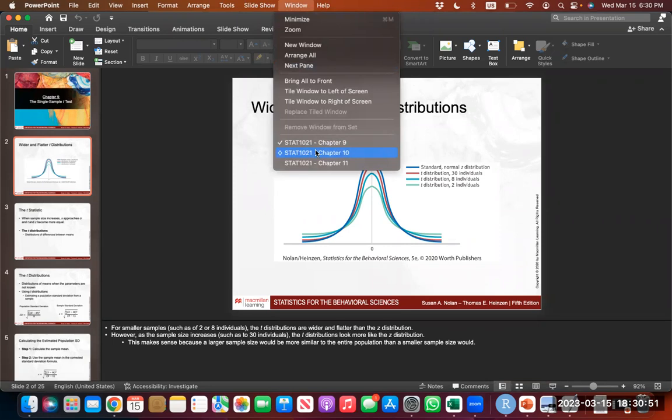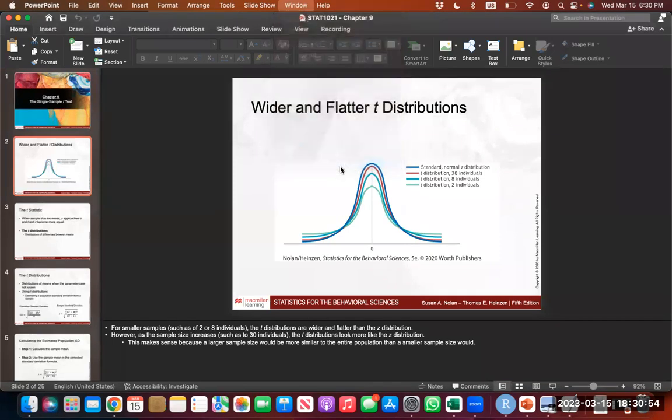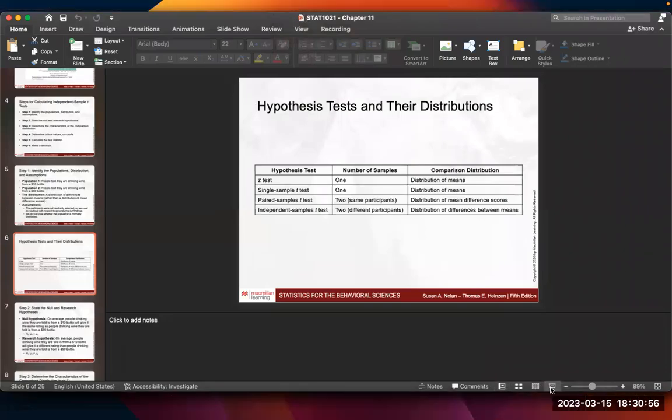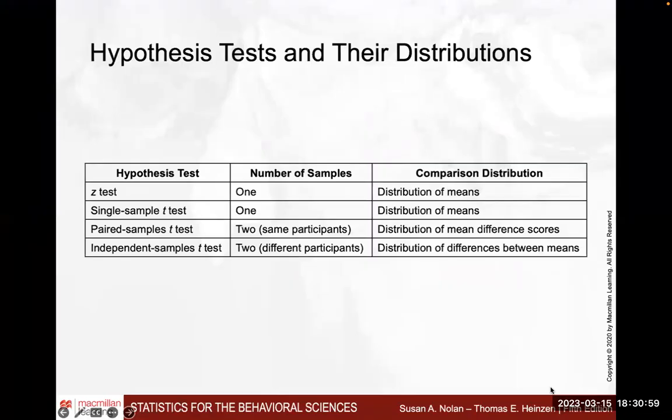Okay, so we have now chapter 11. This table identifies these first two tests. Keep in mind the distinction is where the standard deviation comes from. If it comes from the population, you can utilize a Z test. If it comes from the sample and you're estimating the population standard deviation, you use a t-distribution to approximate the normal distribution.